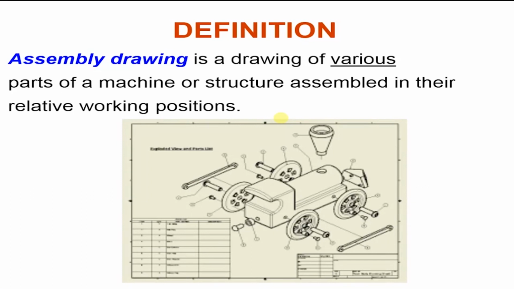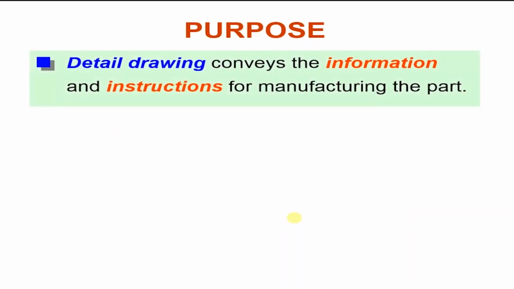The assembly drawing is a drawing of various parts of a machine, of a structure, of a building, of whatever we are going to draw in their relative working position, locations, as you see here. So here the detail of individual part, and once we want to assemble, we have to put each part in its correct position. What is the purpose of all of them?